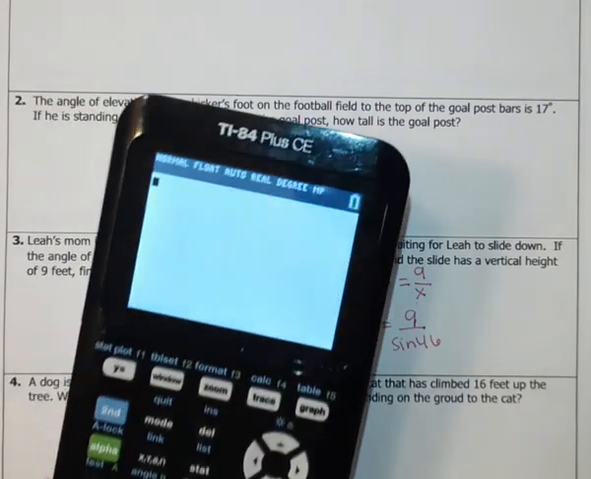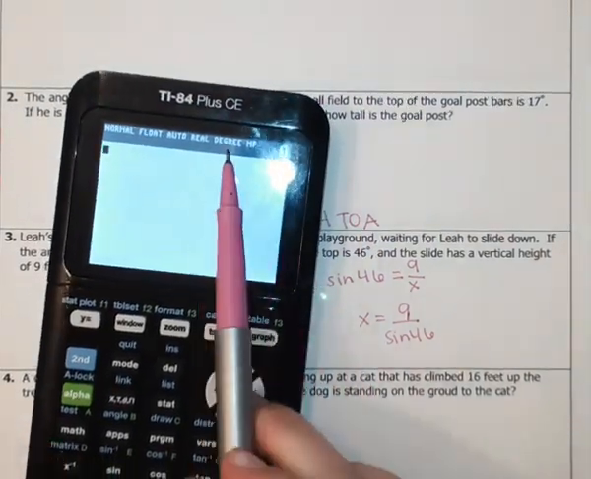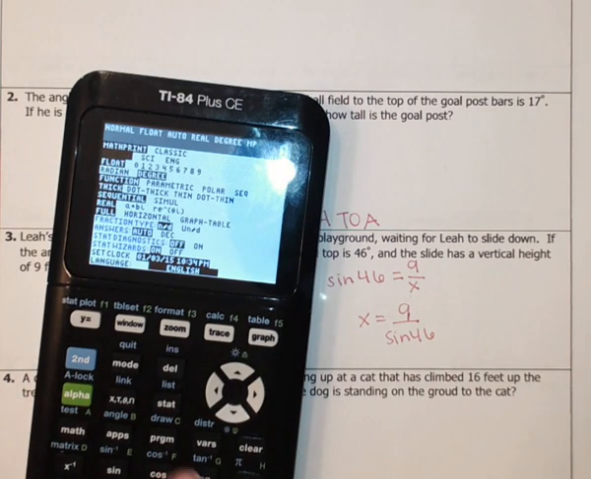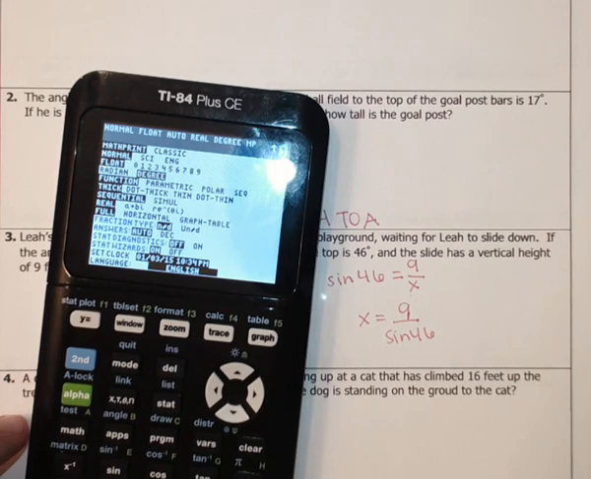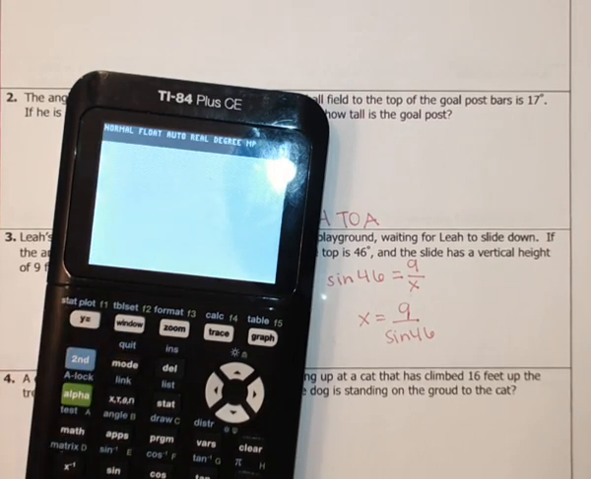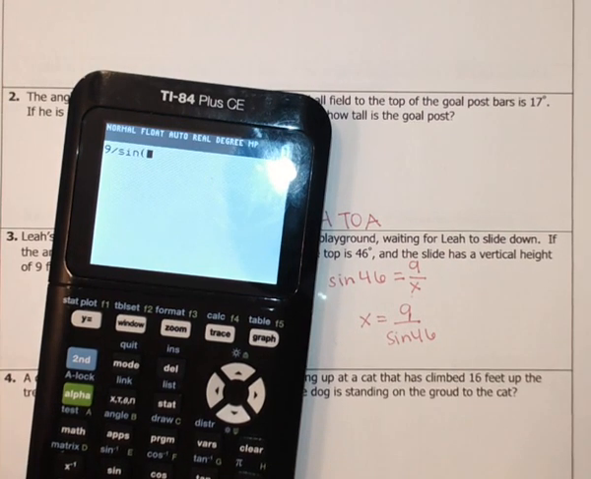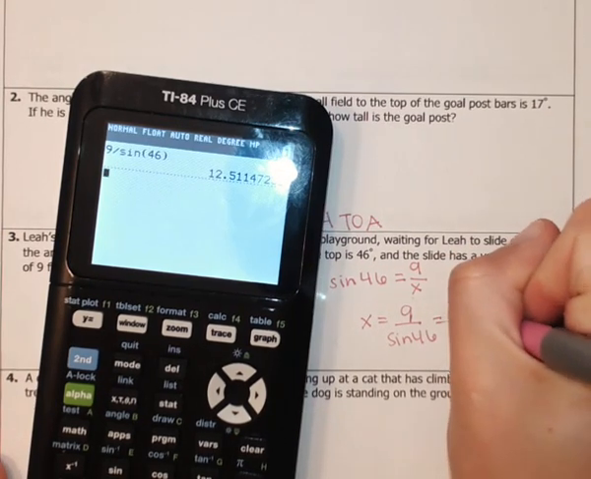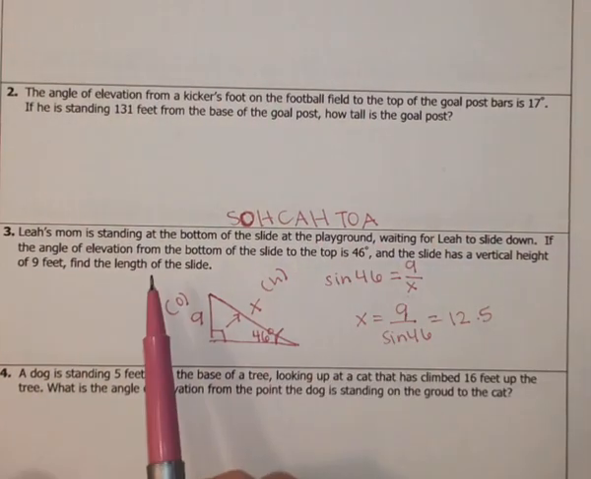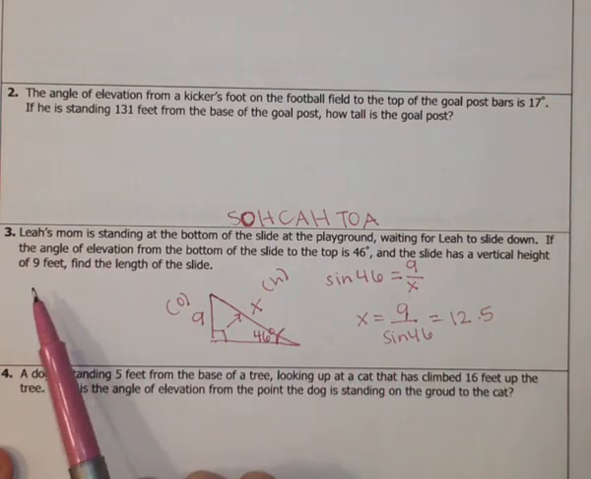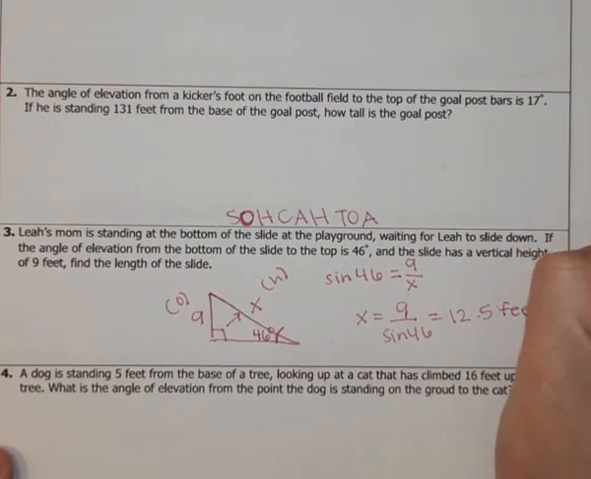Your mode will stay in degree every time, so you don't have to keep pressing the mode button and changing it to degree. But if you miss that, please go ahead and change your calculator to degree mode. Highlight degree, press enter, and then you can go back to the main screen. All right, so then you just type 9 divided by sine 46. And that one's 12.5, so the length of the slide is going to be 12.5 feet.